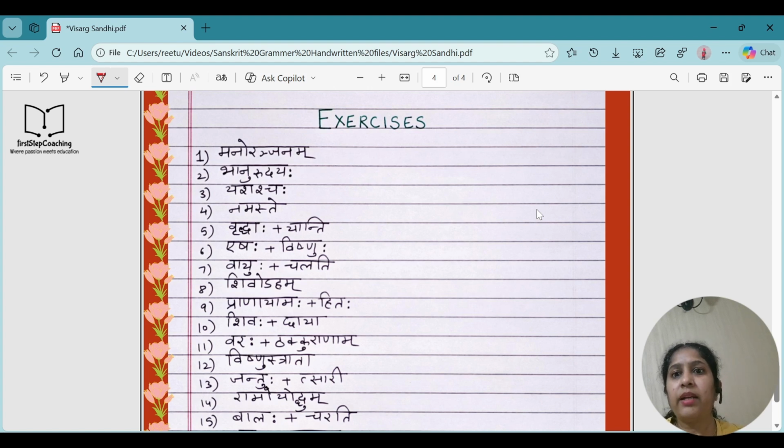Now your task is, remembering all the rules of visarg sandhi. I'm hoping you have watched the full video, so you have understood the rules. You can write them down in your notebook and then try to attempt these exercises. This is going to be very helpful to make you understand the visarg sandhi in more detail. You will be able to understand the minute things, how visarg sandhi works.